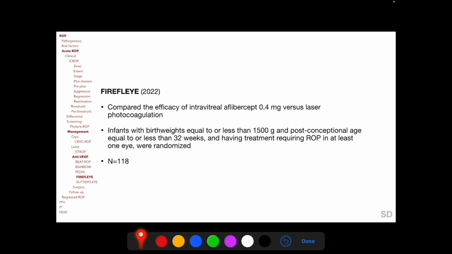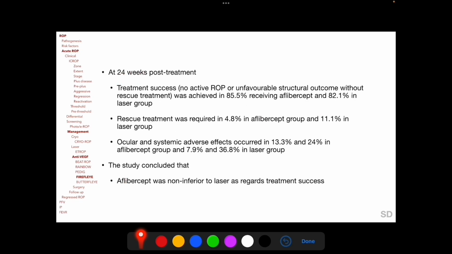The FIREFLEYE study, note the spelling, compared the efficacy of intravitreal aflibercept versus laser photocoagulation, and a total of 118 premature infants with treatment requiring ROP in at least one eye were randomized to the two treatment groups, aflibercept and laser. And at 24 weeks following treatment, similar success rate was achieved in both the aflibercept and the laser group in the FIREFLEYE study. So the FIREFLEYE study concluded that aflibercept was non-inferior to laser as regards treatment success.